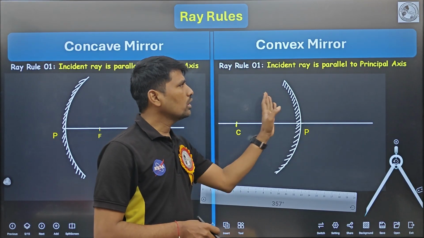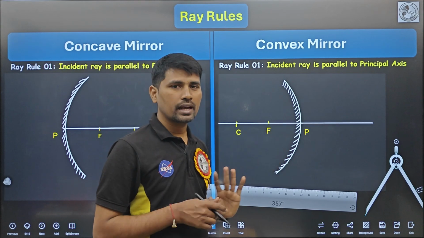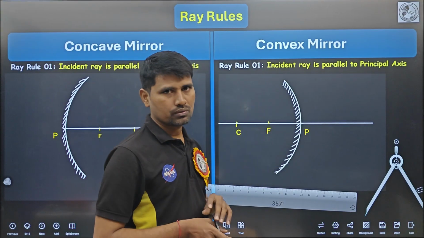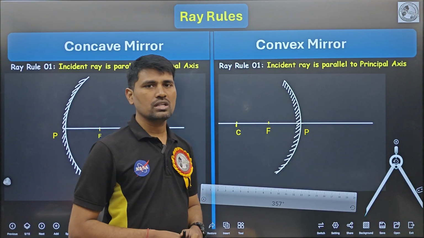Ray rules means, for example, if the incident ray is parallel to the principal axis, then after reflection, complete the ray diagram. Sometimes it asks to complete the ray diagram, so it is based on ray rules. If you know the ray rules, then only you can draw image formation figures.